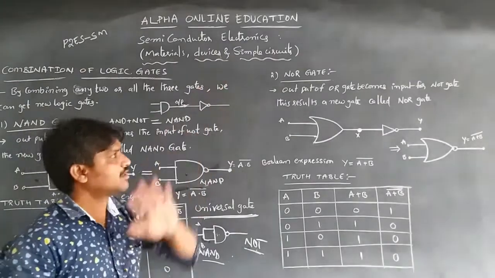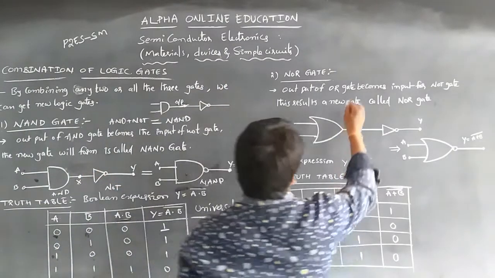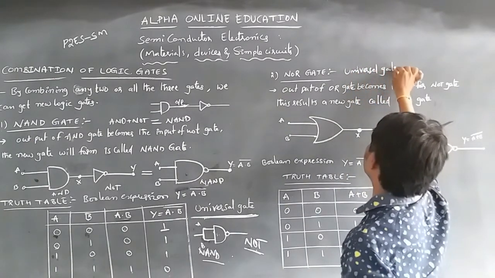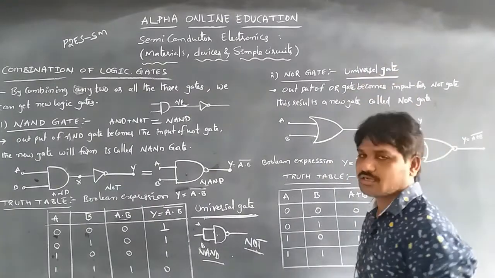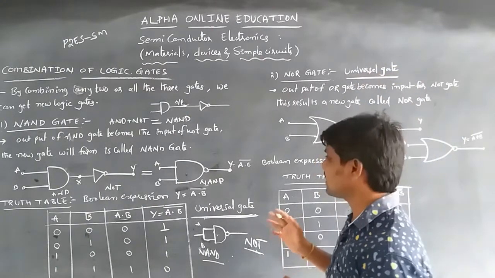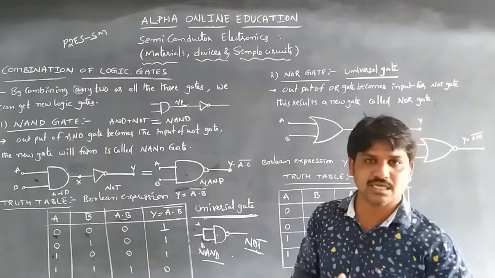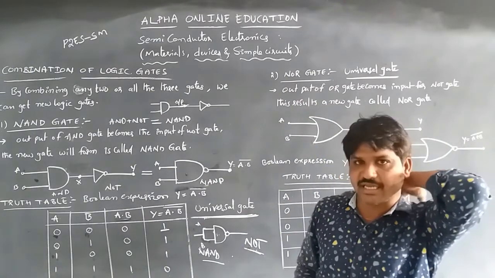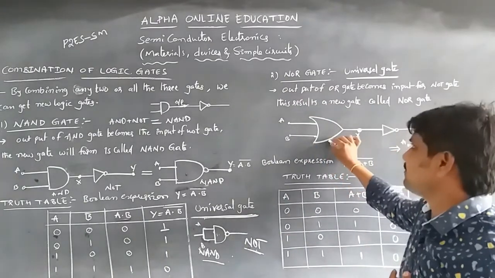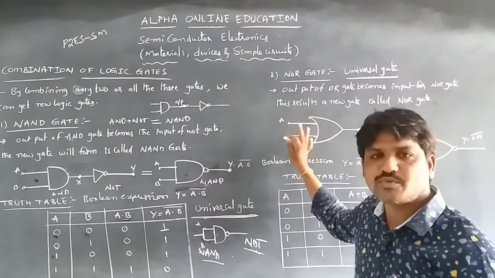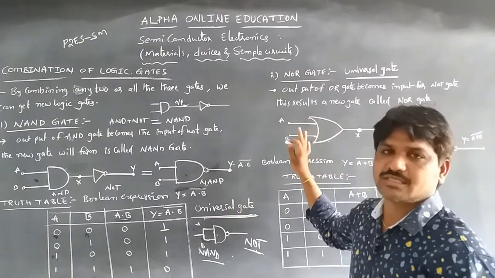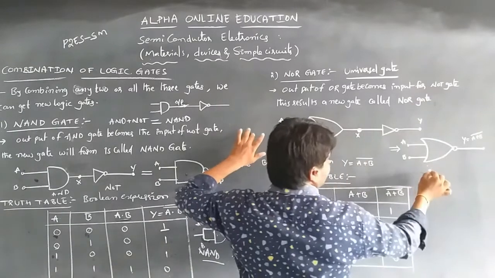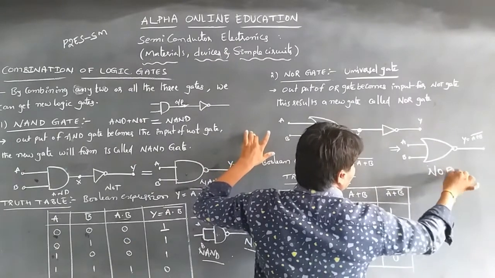Next we come to the NOR gate. This is also one of the universal gates. NAND and NOR gates are called universal gates. So NOR gate is also considered a universal gate. When the output of the OR gate becomes the input for the NOT gate, the NOR gate will be formed.